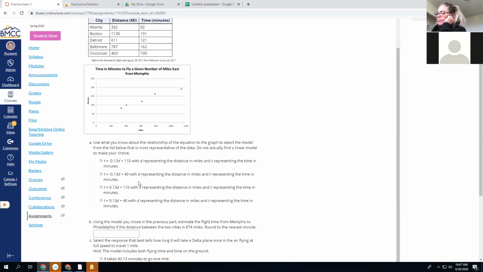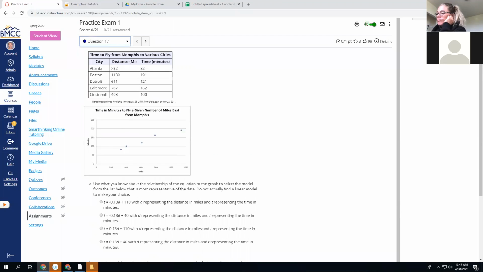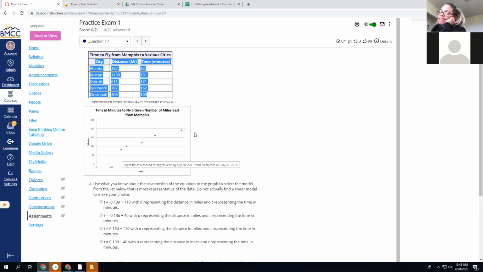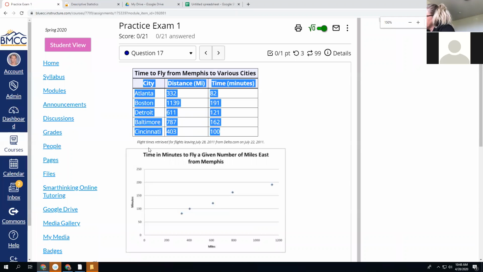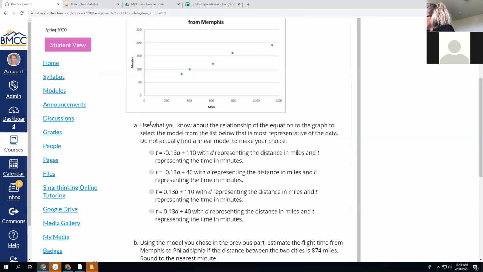So the first thing we want to do here is, now we could copy this into a spreadsheet and have the spreadsheet tell us what the equation is, or we could just look at the graph and guess. So a couple of things to note here. Let me just read the directions one more time, blow this up a touch. All right, use what you know about the relationship. Okay, so X is miles, so that's my D.